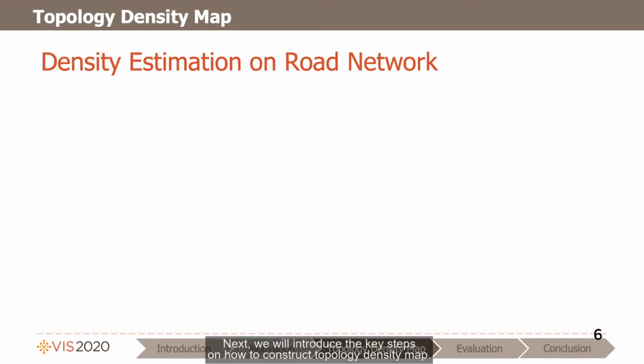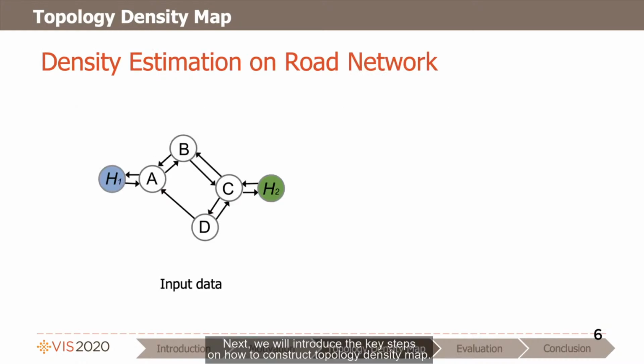Next, we will introduce the key steps on how to construct a topology density map. The inputs include points of interest H1 and H2, and the road network G with vertices A, B, C, and D. The goal is to estimate the density field for an arbitrary point P within polygon A, B, C, D. We first estimate the density propagation along the road network from the points of interest.